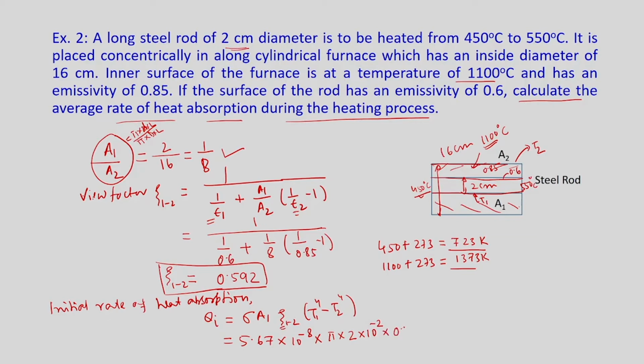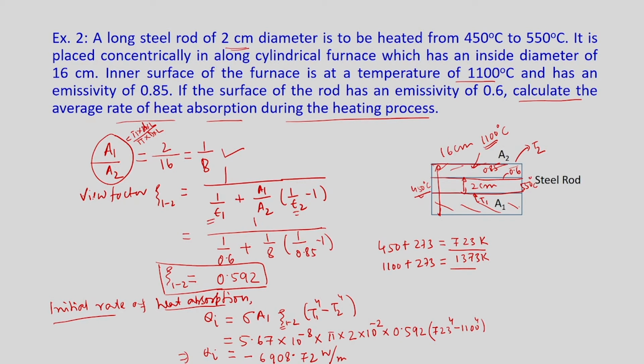And this value we have already calculated, its value is 0.592. And T1 is 723 to the power of 4, then we have 1100 to the power of 4. If we do these calculations, then we will get a value of something like 6908.72 watt per meter, because it is per unit length, as the length is not given. So this Qi is the initial rate of heat absorption due to radiation exchange.